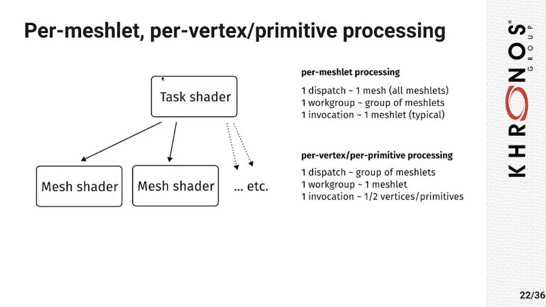So roughly, this is how it looks like. One task shader workgroup can have several mesh shader workgroups corresponding to that. So one task shader workgroup can deal with basically many meshlets at a time. And then each mesh shader workgroup is going to deal with one meshlet at a time.